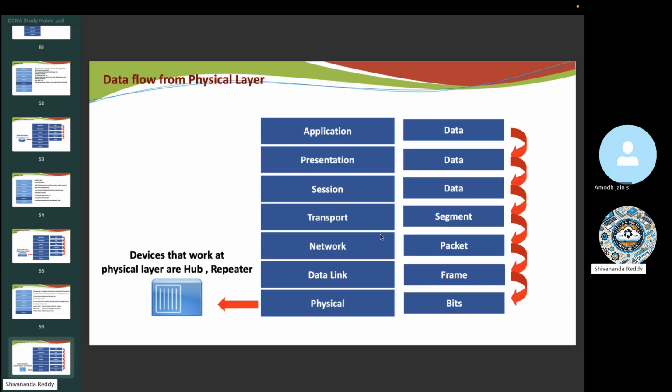How will things work? Look here. Devices that work at the physical layer are the hub or repeater. That's the reason we call the physical layer bits, binary digits.